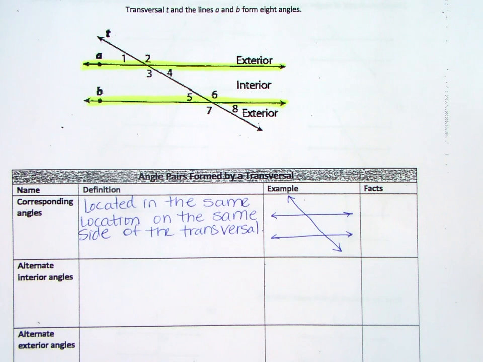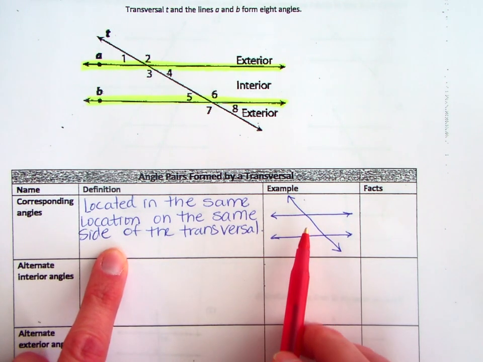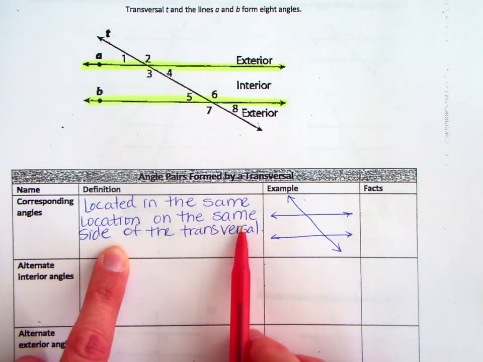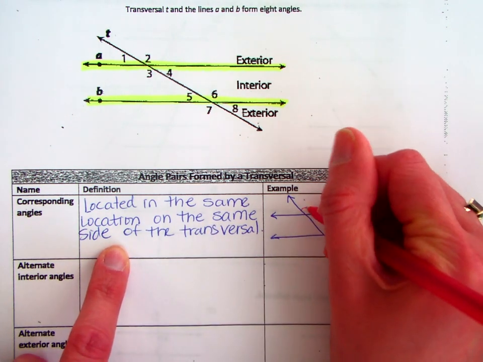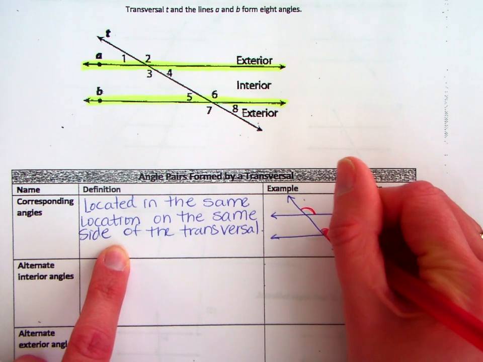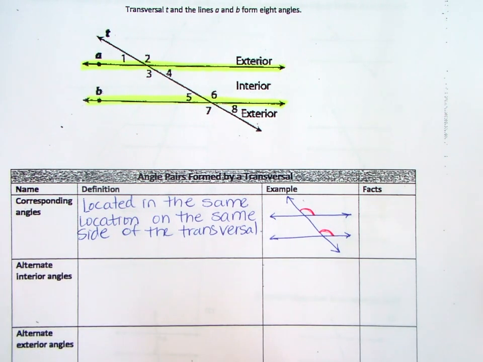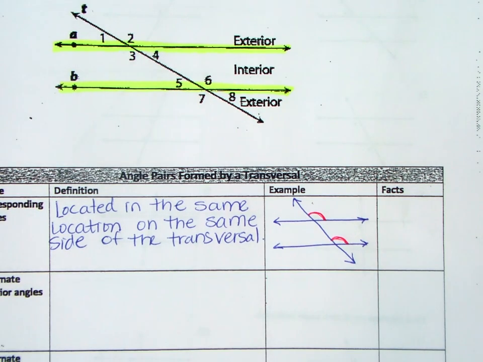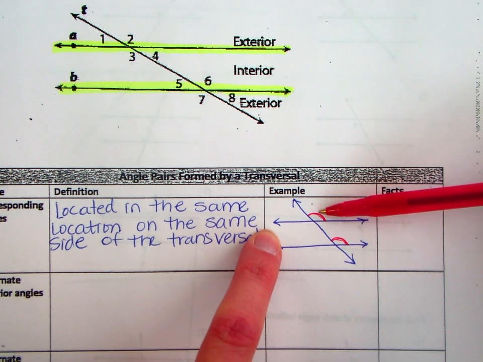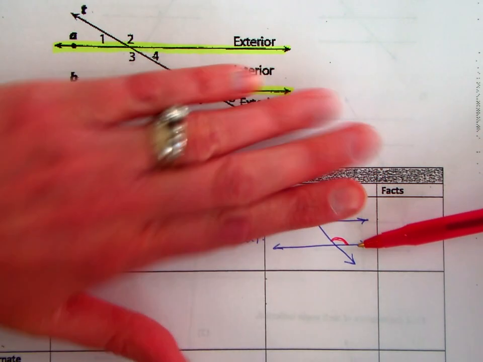So they're in the same location on the same side of the transversal. So an example, I'm just going to highlight one example there. Those two angles would be corresponding angles. So they're both in like that same location. If I was just looking at this line, this is in the top right. And then if I just had this line to look at, this is also in that top right location.